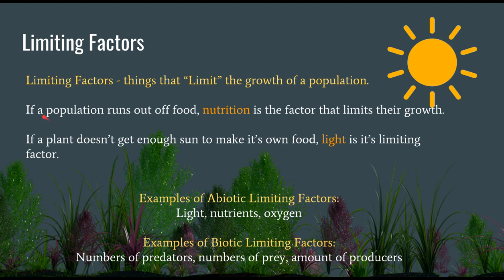Anyway, so these are things that could limit the growth of a population. For example, if a population runs out of food, nutrition would be the limiting factor. If a plant doesn't get enough sun, light would be the limiting factor in its growth. Some examples are light, nutrients, oxygen. Those are abiotic factors because they're not living. Some examples of biotic living factors are predators, prey, and the amount of producers.